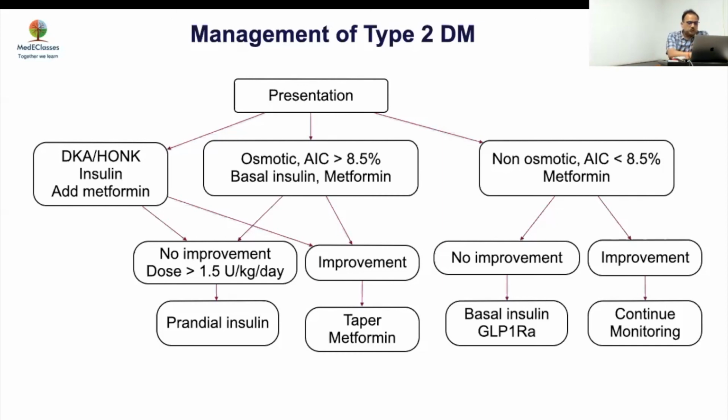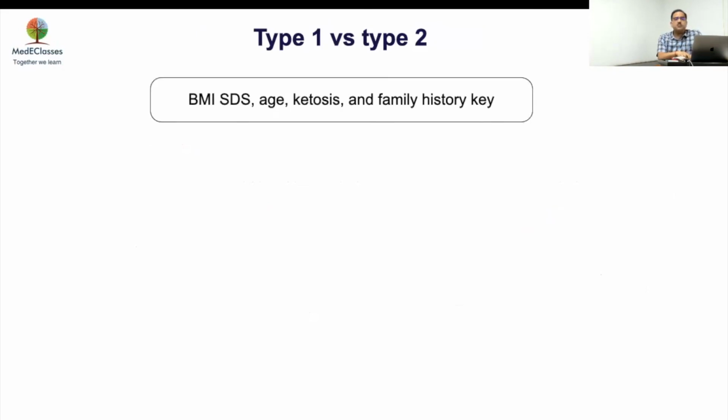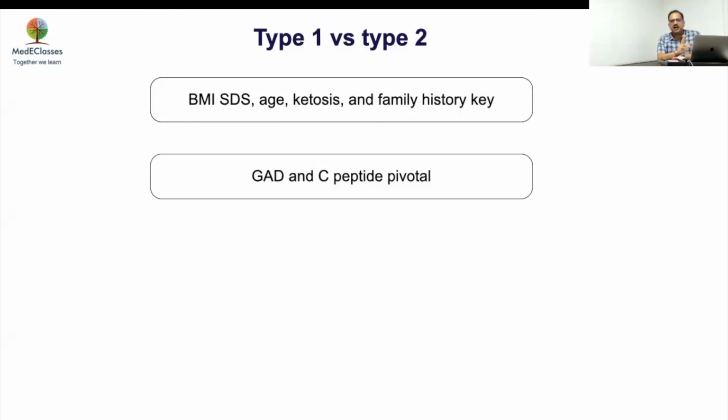So just to summarize the overview, the key issues here are BMI SDS, age at presentation, ketosis, and family history. These four are clinical parameters. Our study suggests a BMI SDS less than 0.2 excludes type 2 diabetes. So they may be normal weight, but they will not be 0 or less than that. That is important. The second important factor, of course, is GAD and C-peptide.